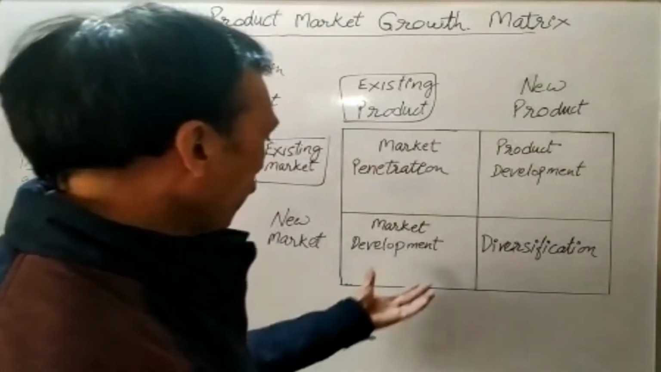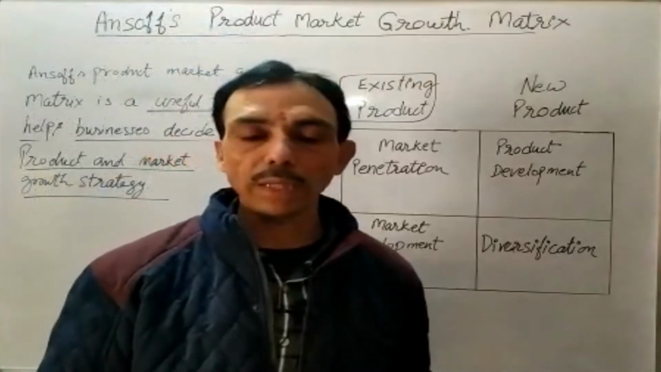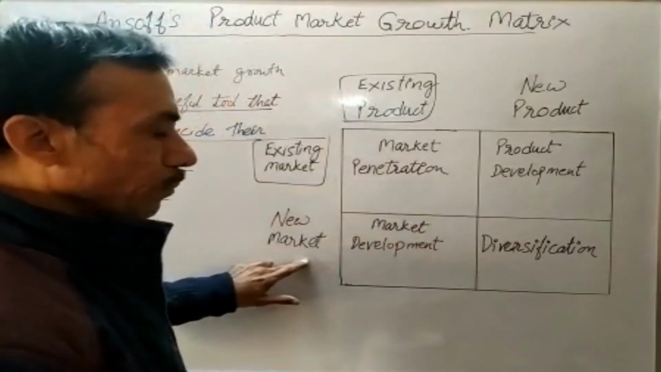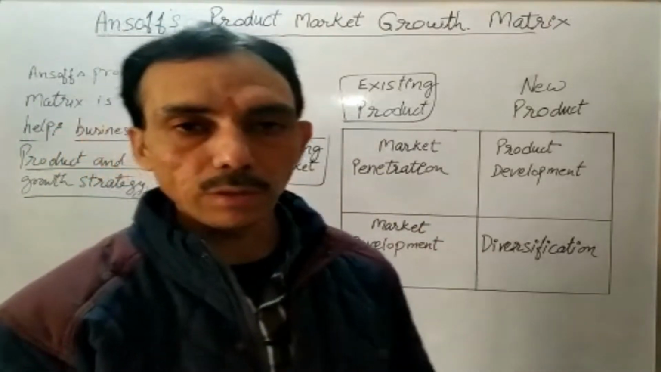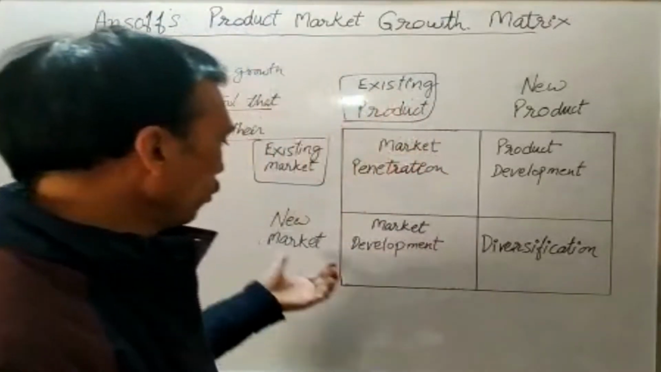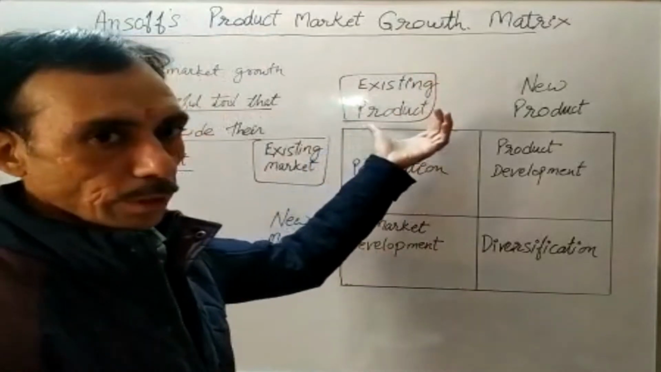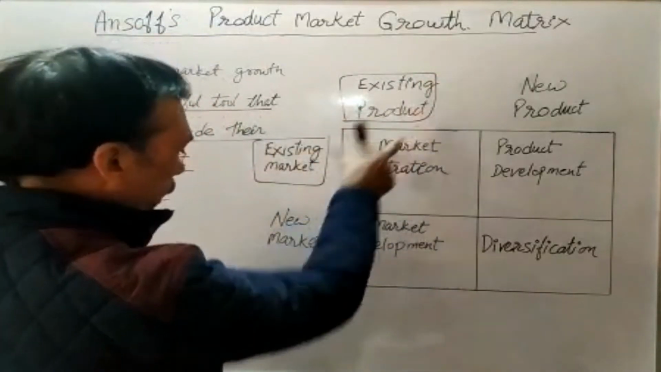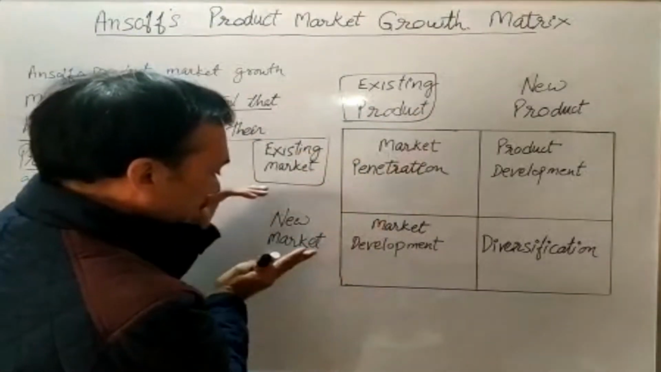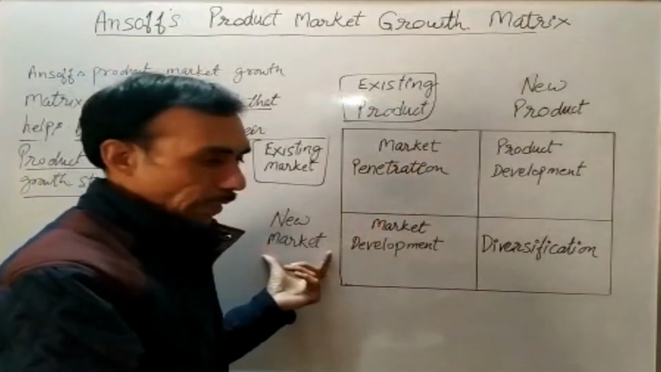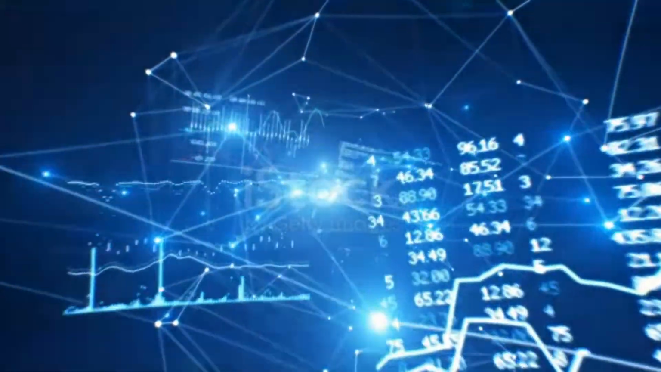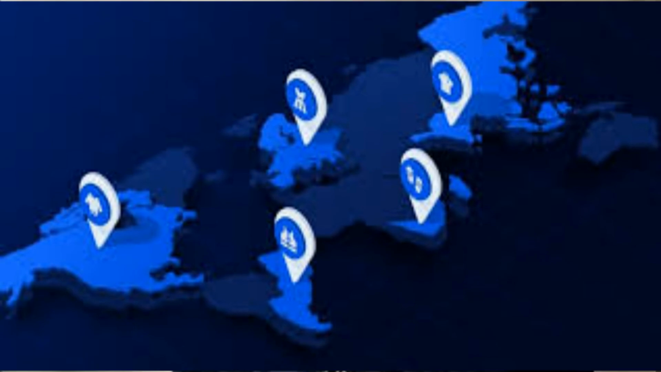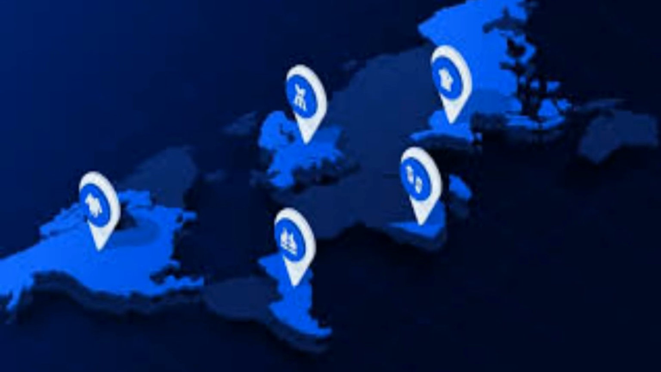Second is market development. Under market development, the existing product is sold in a new market. In this strategy, firms enter the new market with their existing product. So, market development means the same product is sold by the firm in the new market. It is a strategy for company growth by identifying and developing a new market for the current company product.